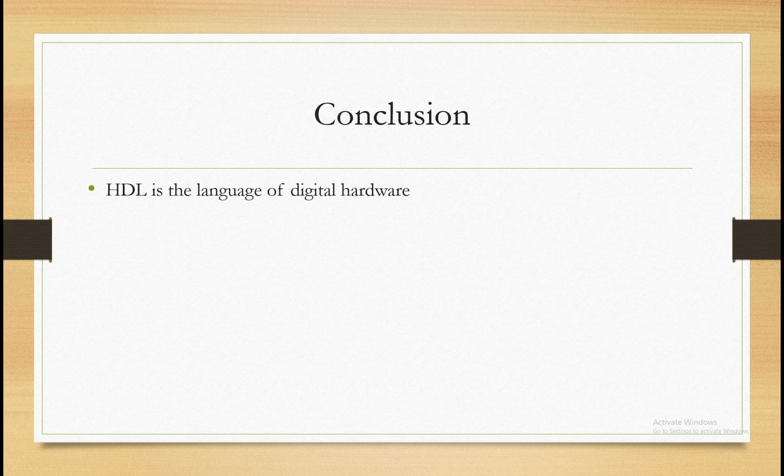So, conclusion: HDL is the language of digital hardware, essential for modern electronics and chip design. Again we come back to the name HDL, Hardware Description Language. It is basically not programming. We describe the hardware, what it should do. It is a direct hardware description language. As the name suggests, H is hardware. Essential for modern electronics and chip design.